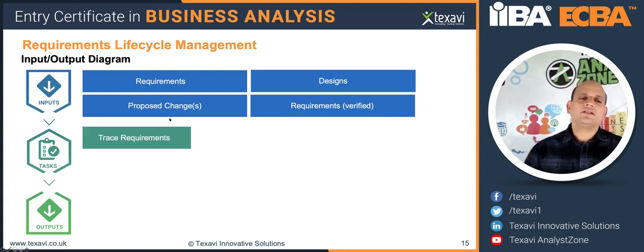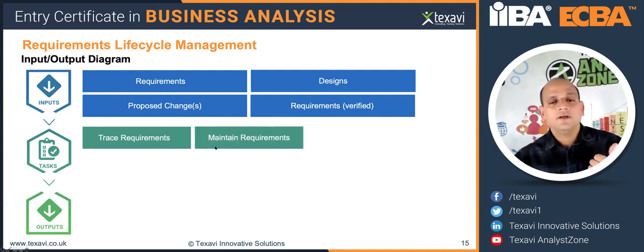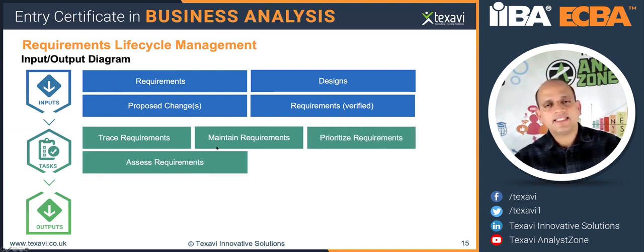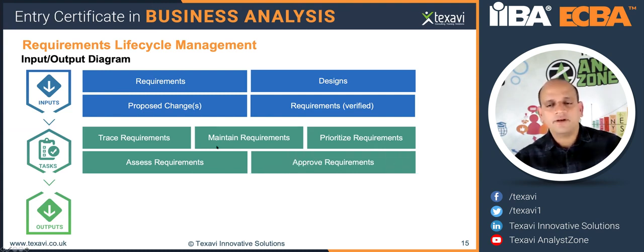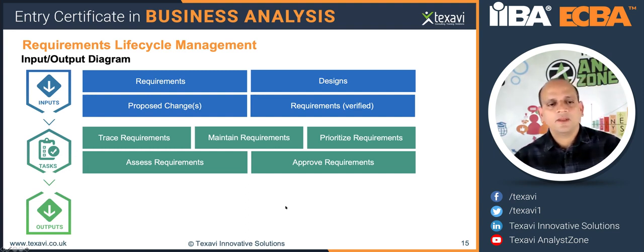Then what do you do? What kind of activities and tasks do you do within this activity, the requirement lifecycle management? You trace requirements, you maintain the requirements, you then prioritize the requirements, assess the requirement in terms of the feasibility and all those things, and then you finally review and approve the requirement. Once you approve it, then you'll start perhaps to work on that, and then that goes into the product. And then validation, verification, all those testing of that requirement, whether we met the requirement in the first place or not. So all of these would follow.